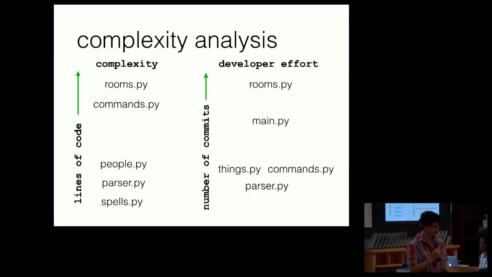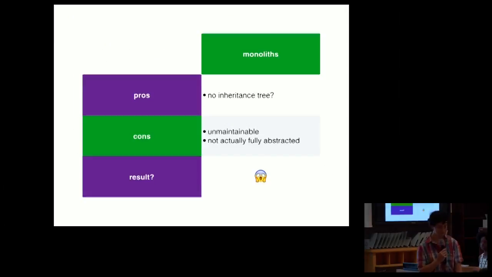So the room class was unstable as well as complex, which basically means that maintaining and extending this scheme is impossible. All right, so there's no inheritance tree in here, which is something, I guess, but that's a super dubious pro considering the scale of the cons, which is that this is unmaintainable. You cannot work with this.